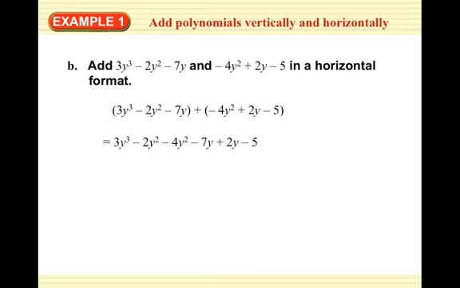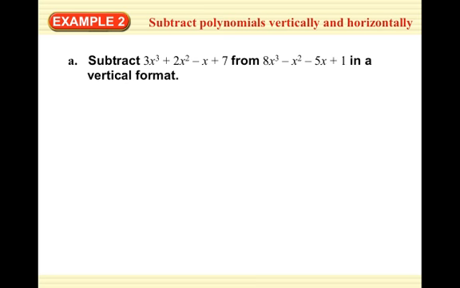So now we just combine like terms. We've got 3y cubed, and then negative 2y squared minus 4y squared is negative 6y squared. Negative 7y plus 2y is negative 5y, and then we have our minus 5. And we're done. So on rounds and tests, you get to choose which way you want to actually work out the problem. I don't care if you prefer vertical or horizontal. Either one is fine.